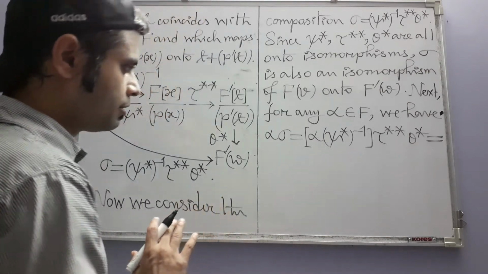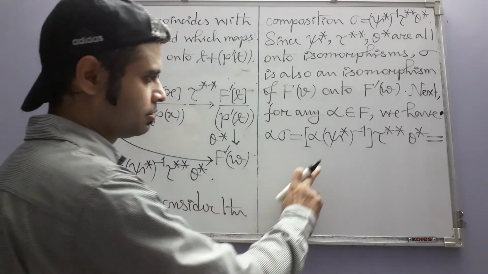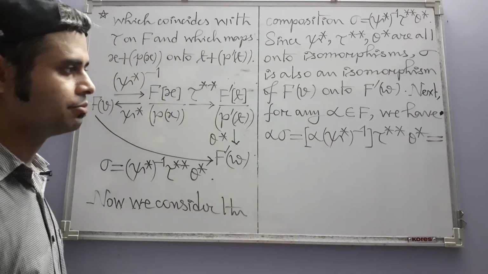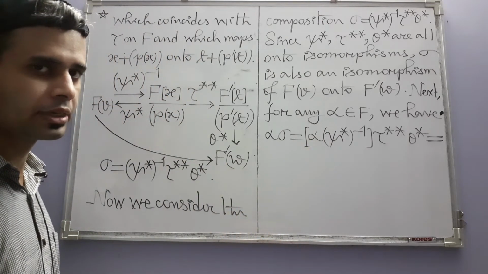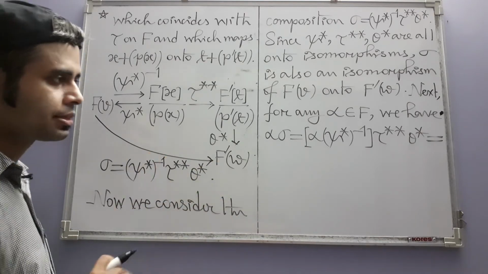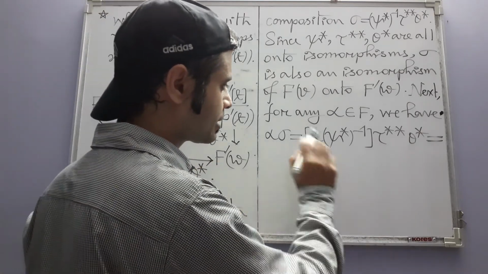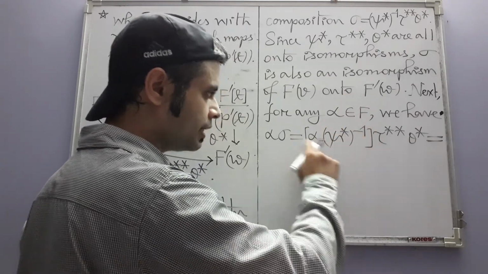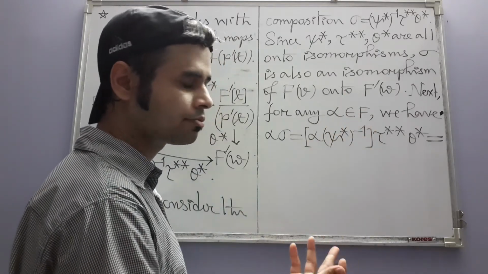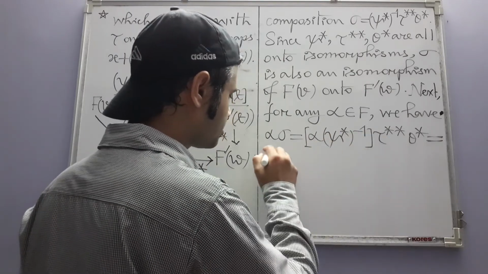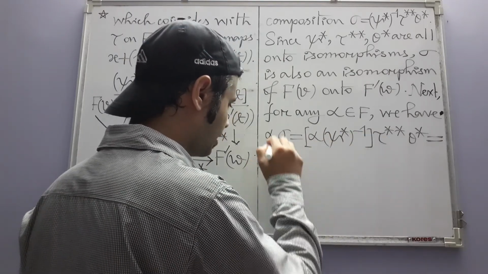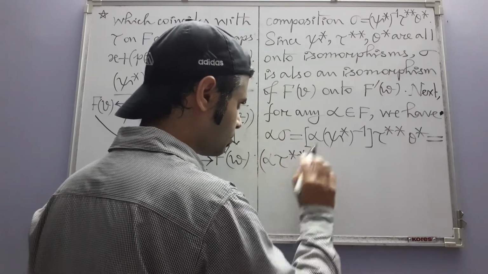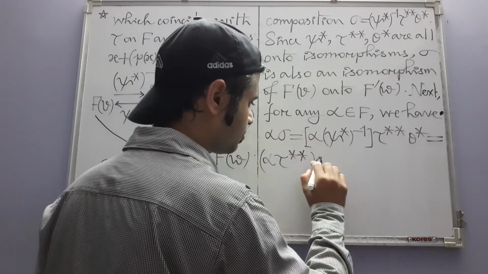Psi star is identity on the field F. If you go back to the properties of psi star, you will see that psi star leaves the elements of F fixed. So its inverse will also leave the elements of F fixed. So that means this is going to be alpha tau star star, because this is alpha theta star.